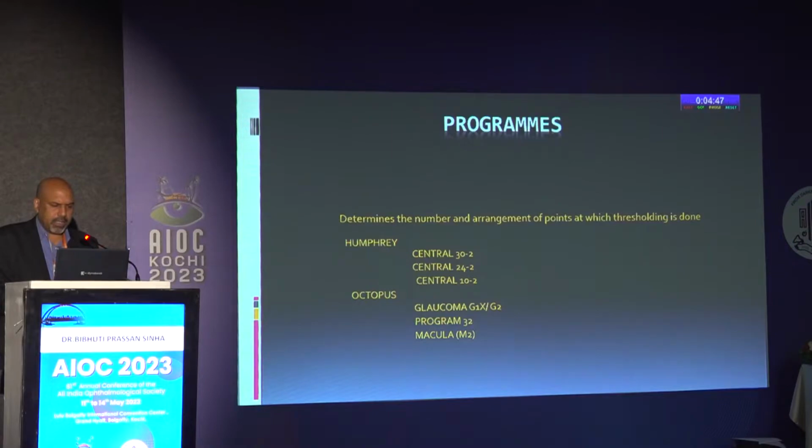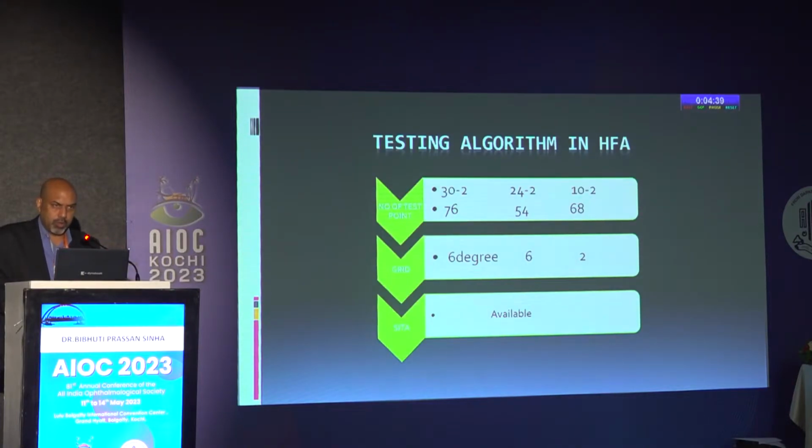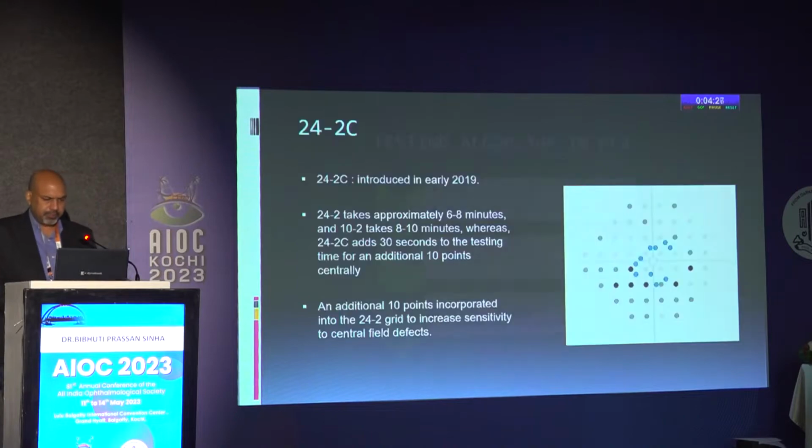These are some of the test patterns, that is 30-2, 24-2, 10-2, and now these are the test locations. In 30-2 usually we do 76-point testing, in 24-2 we do 54-point testing, and in 10-2 we do 68 points, because the macular ganglion cells are the maximum represented at the cortical level. Now the newer pattern, that is 24-2C, where 10 added points in an asymmetrical pattern have been added into the 24-2 program, which gives added information about the central changes occurring in the patient.